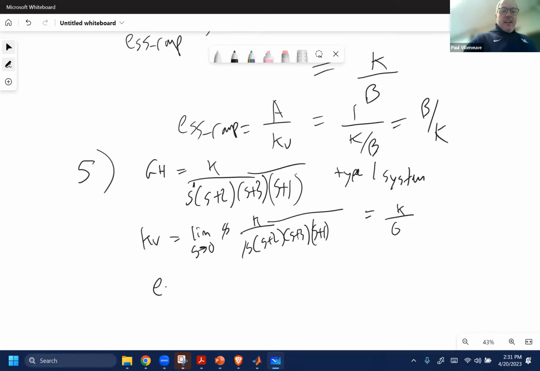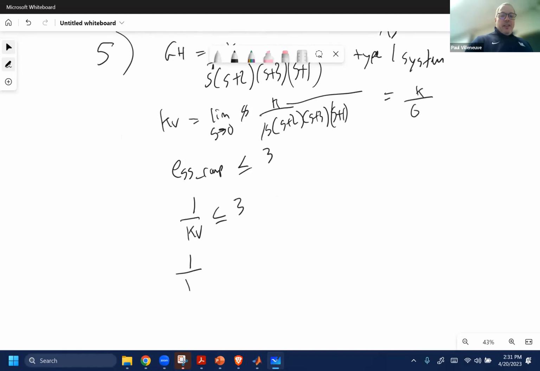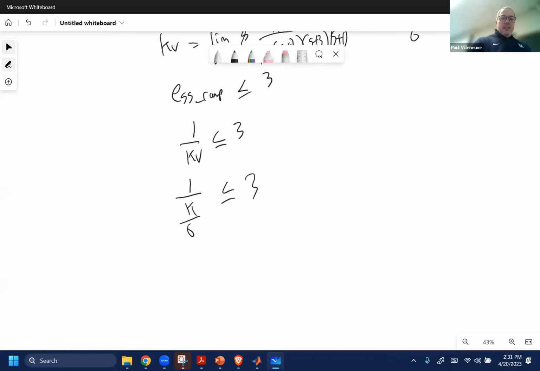My steady state error for my ramp has to be less than or equal to 3. My ESS, which is 1 over KV, has to be less than or equal to 3. So 1 over K over 6 has to be less than or equal to 3. 6 over K has to be less than or equal to 3. K has to be, let's see, greater than or equal to 2.